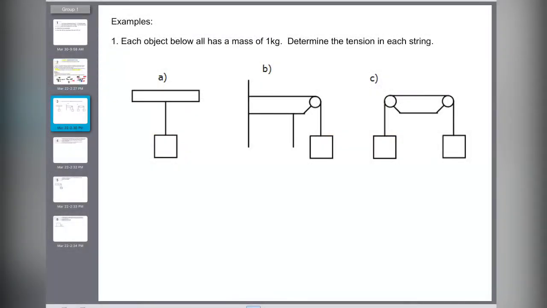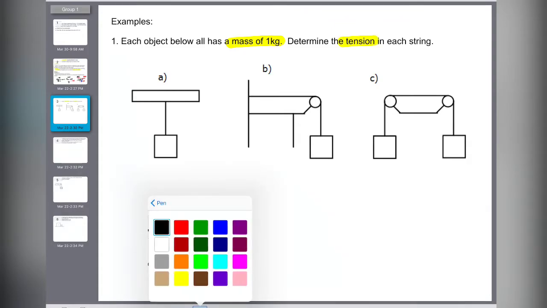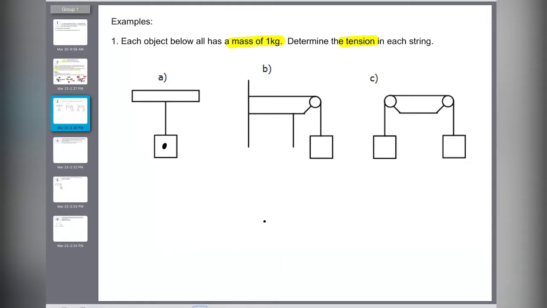Okay, example 1, all the masses are 1 kilogram. Determine the force of tension on each string. Free body diagram. Part A, it will experience the Fg that's going down. Because the question gave me that it is 1 kilogram, I can easily work out what mg is first. So 1 times 9.8. Don't forget, every time they give you a mass, you multiply it by 9.8. That is the force of gravity, Fg, acting on it. So Fg in this case is 9.8.